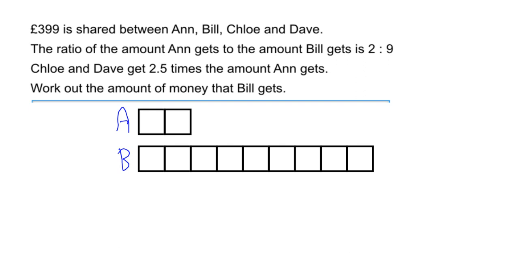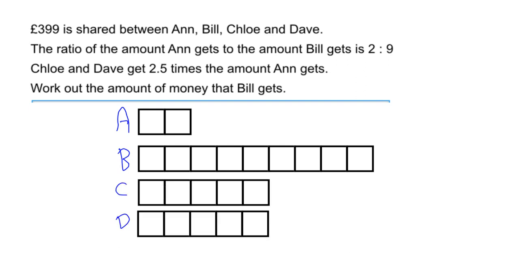So if Anne has 2 parts or 2 boxes, then 2 times 2.5 would be 5 boxes. So I'm just going to extend that bar model a little bit further. And there you can see we've got all of these lovely bars, and the total is £399. How many boxes do I have? Well, there's a 2 and a 9 and a 5 and a 5, and that's going to be 21 boxes.